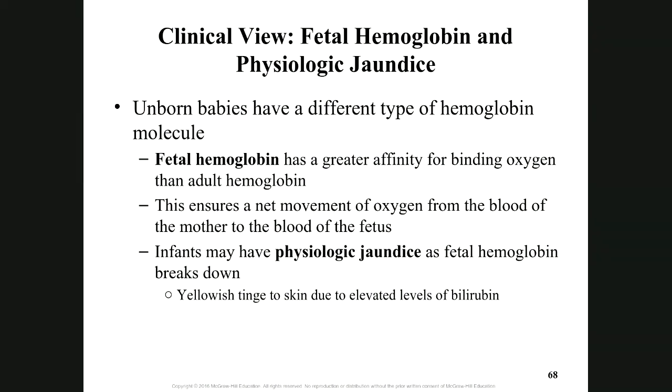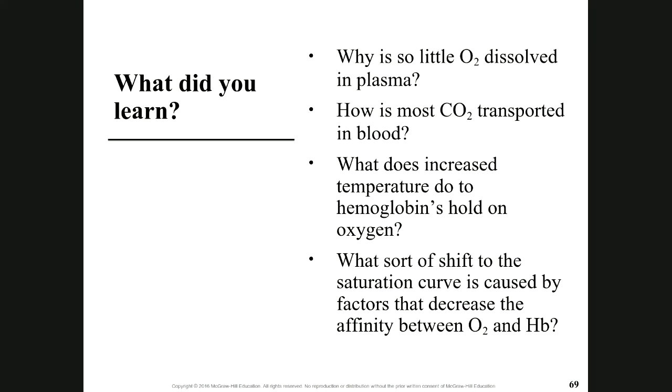And when we use UV radiation, we help the breakdown of these pigments, so these pigments can go out of the body easily. Now you can answer these questions. Why is so little oxygen dissolved in the plasma? How is most carbon dioxide transported in the blood? What does increased temperature do to hemoglobin's hold on oxygen? And what sort of shift to the saturation curve is caused by factors that decrease the affinity between oxygen and hemoglobin?